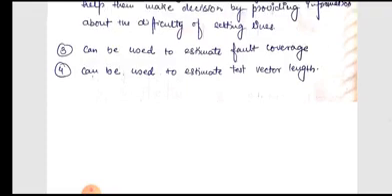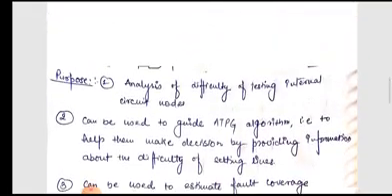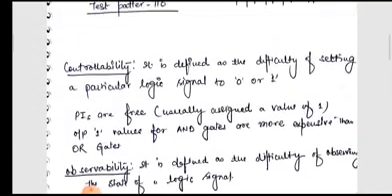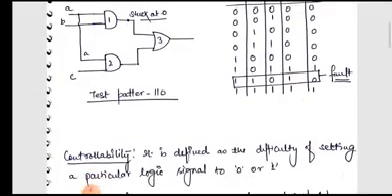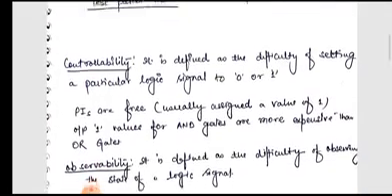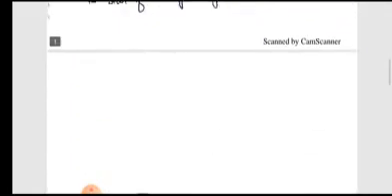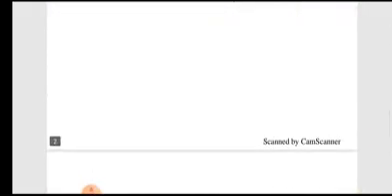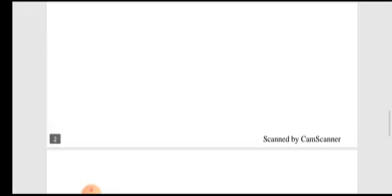And fourth, it can be used to estimate the test vector length. As in the example, the test pattern 110, the test length can be guided with the help of this. So this is all about controllability and observability.